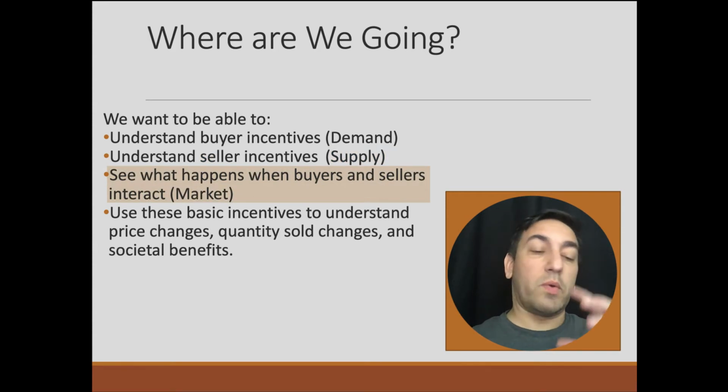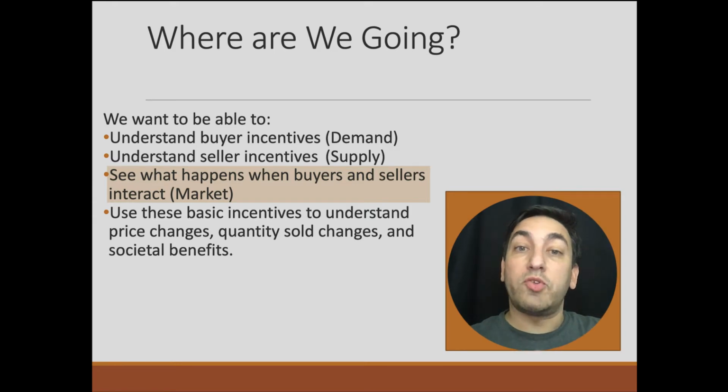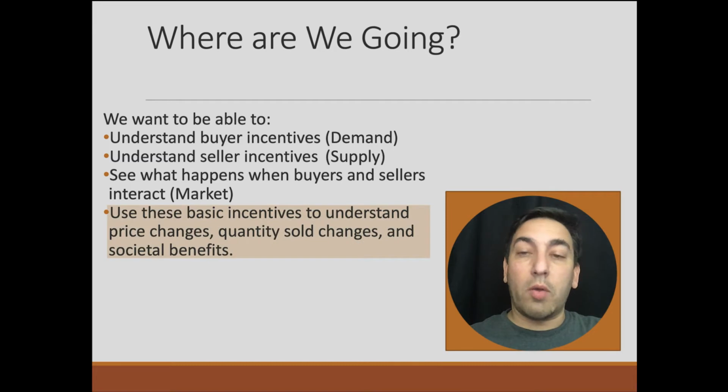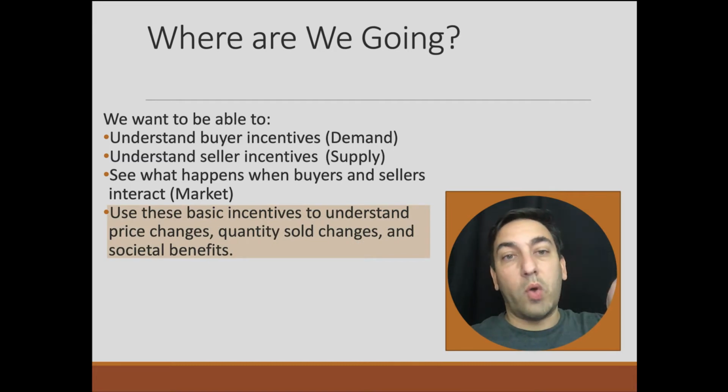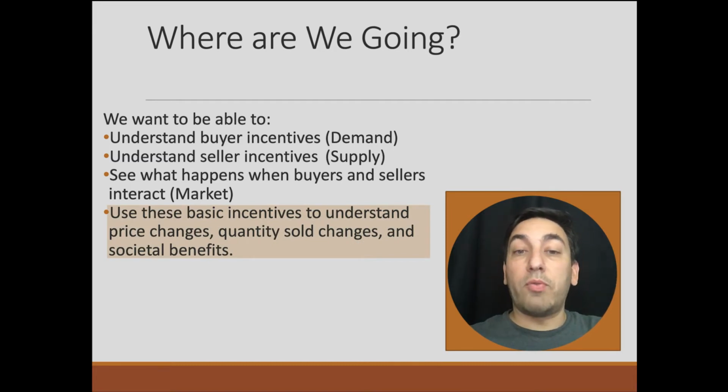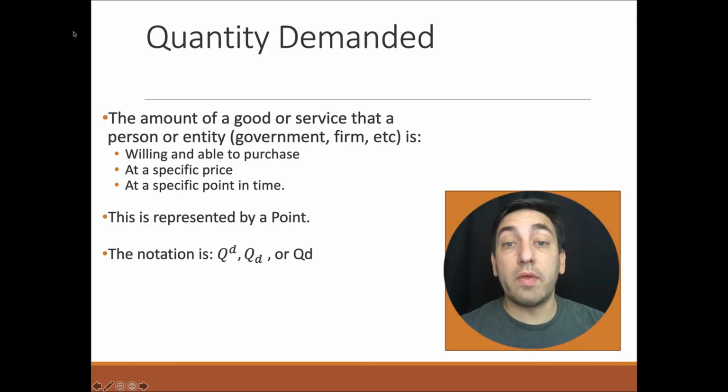Then we're going to put the buyer and the seller together and they're going to meet. And where they meet is going to be called the market. And the buyers and sellers will have an opportunity to interact. Once they interact, we'll be able to understand what our predictions will be: will prices go up, will prices go down, will the amount society produces increase, will it decrease, and is this good or bad for society?